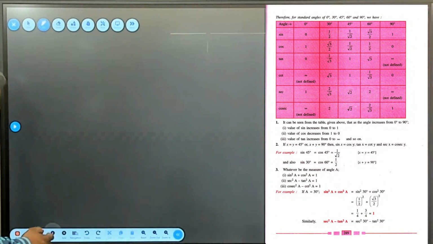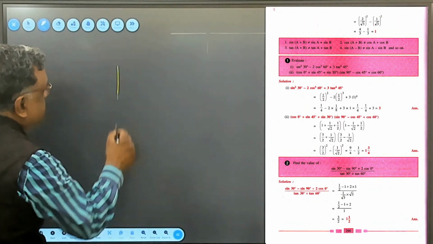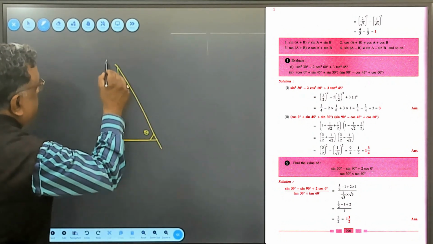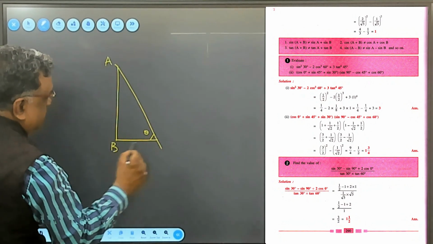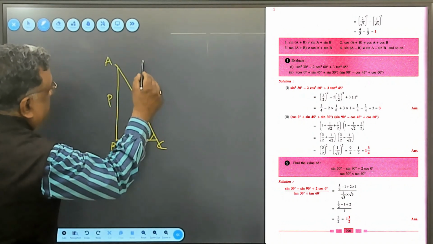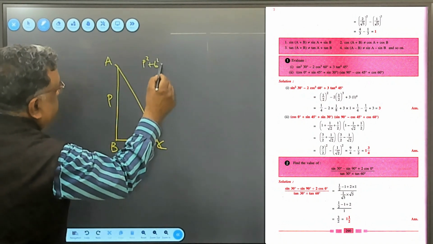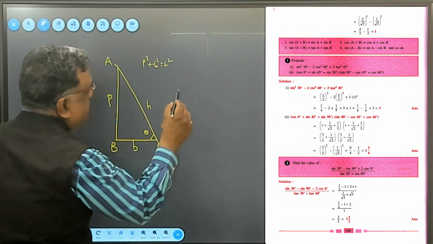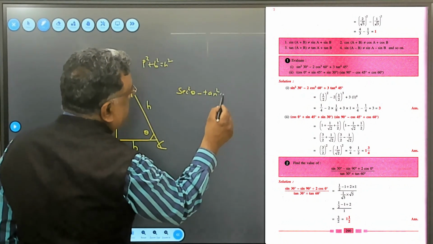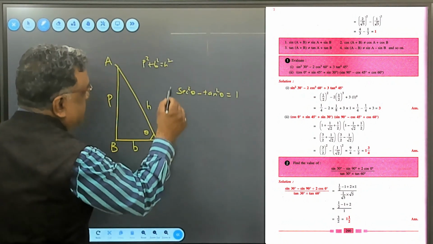Next identity in the same triangle. So this is P, this is B, this is H. I know P square plus B square is H square. So next identity is sec square theta minus tan square theta is 1 always. This is the second identity.